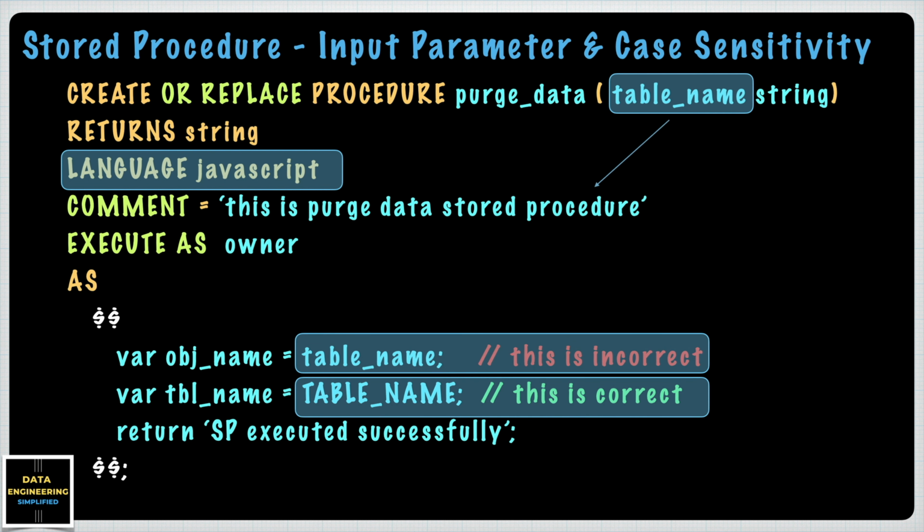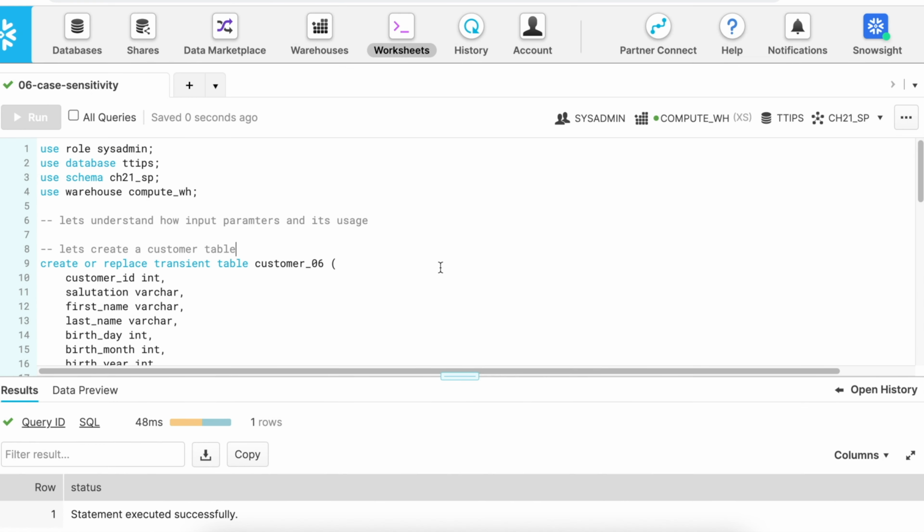So there are two lines. The first line is incorrect and the second line is the correct usage. Since Snowflake converts all SQL object names to uppercase, that's why when executing a JavaScript stored procedure as a body, it expects that all the parameter names should appear in uppercase. Let's see it in action. So I'm going to create a customer table, insert some records, and then I will create a stored procedure.